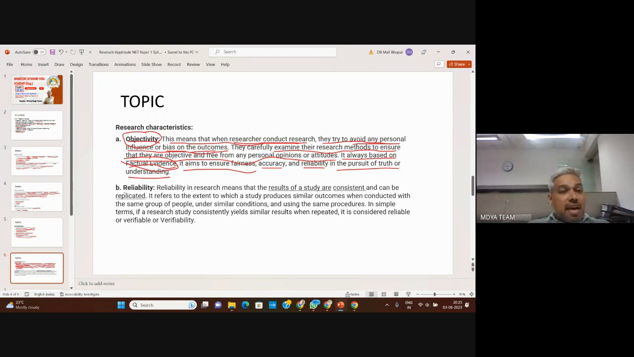Next characteristic is reliability. Reliability in research means that the results of a study are consistent. What I have underlined is very important, right? If you do a research and you have completed it, and there is a result, then if any other person does it, the same result should be there. It means if you are doing it again and again, the consistency should be there and the result should be replicated. It means it is reliable, right?